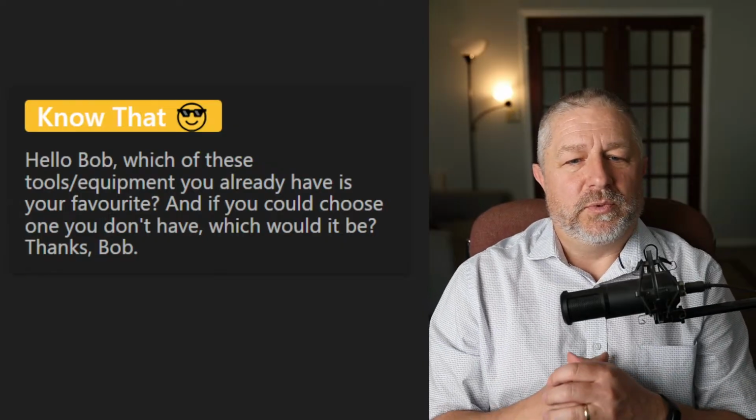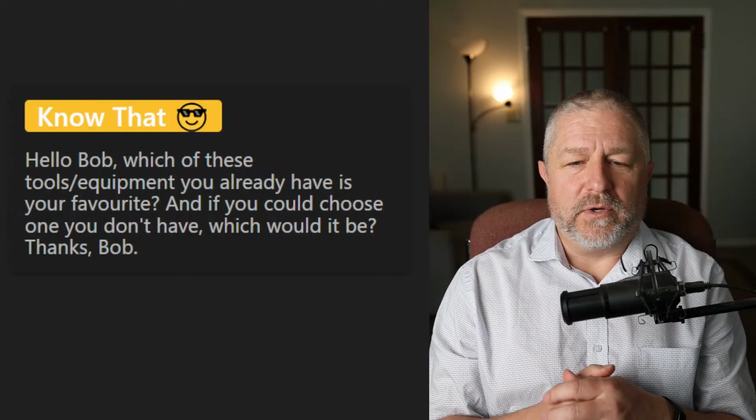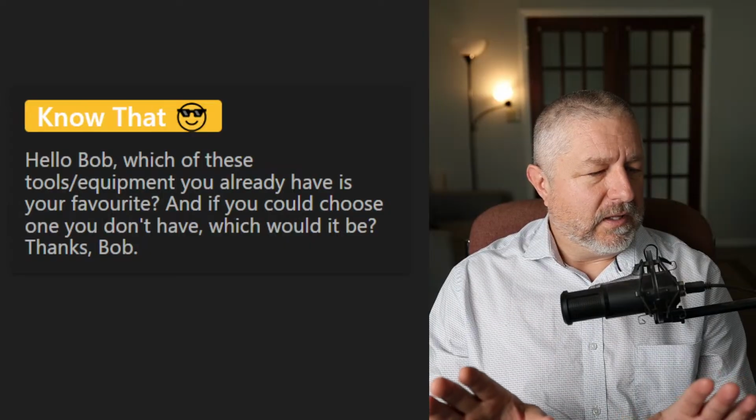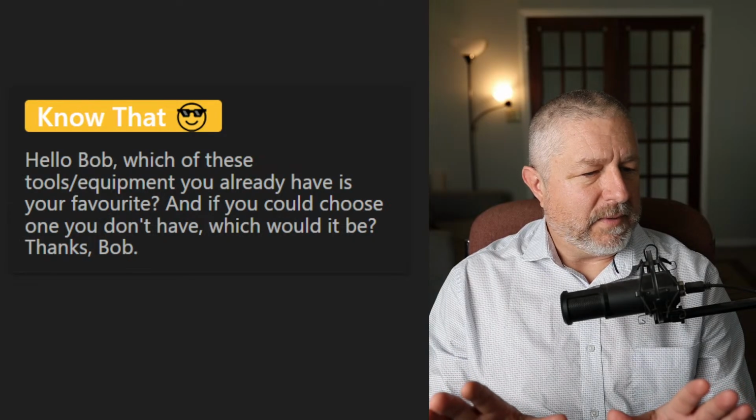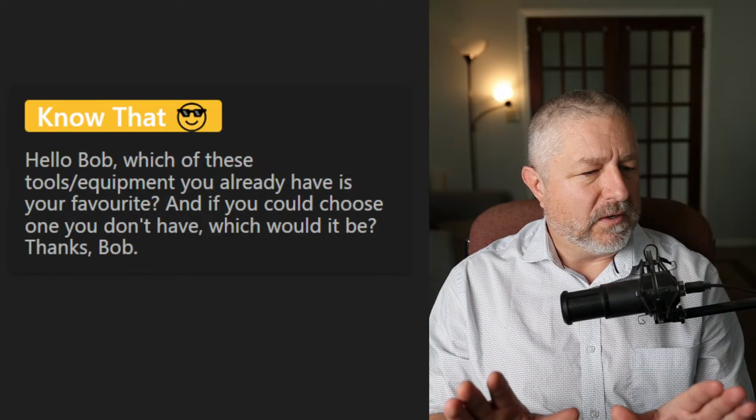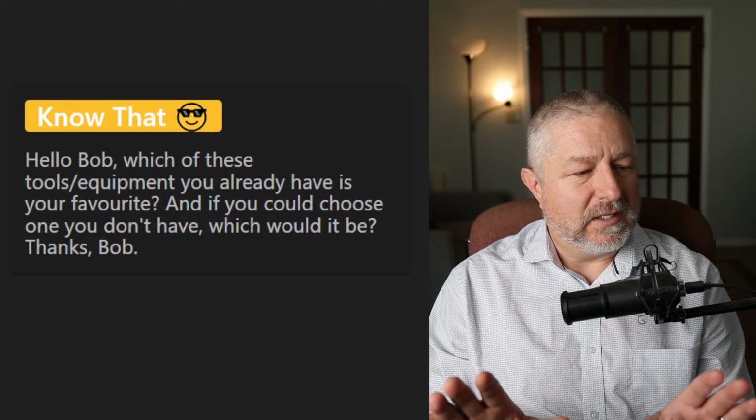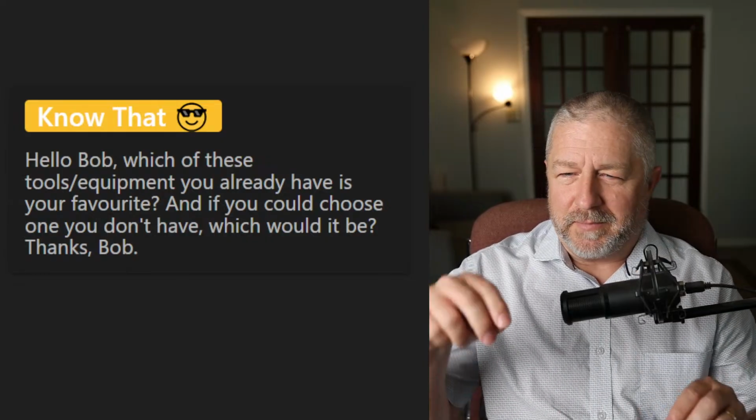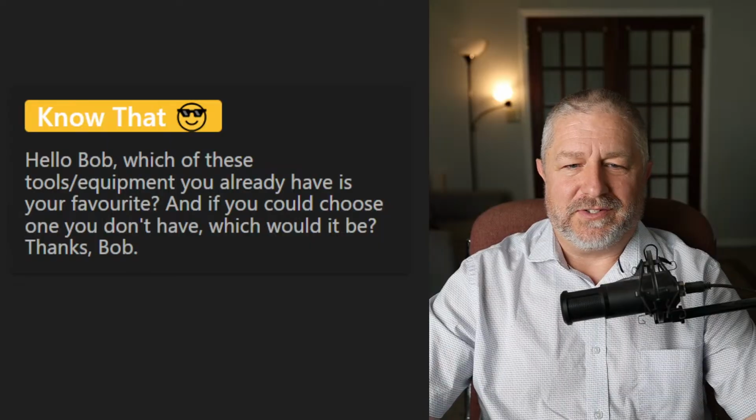Hello, Bob. Which of these tools and equipment you already have is your favorite? And if you could choose one you don't have, which would it be? Thanks, Bob. So we haven't done them all, but I would love to have, let me see here. Yeah, I would love to have a tool chest. I mentioned that already, but coming up, there's something called, where is it on my list? Oh, a CNC machine, a computer numerical, I forget the name of it, but you connect it to your computer and it will cut things out. I would love to have a CNC machine someday.